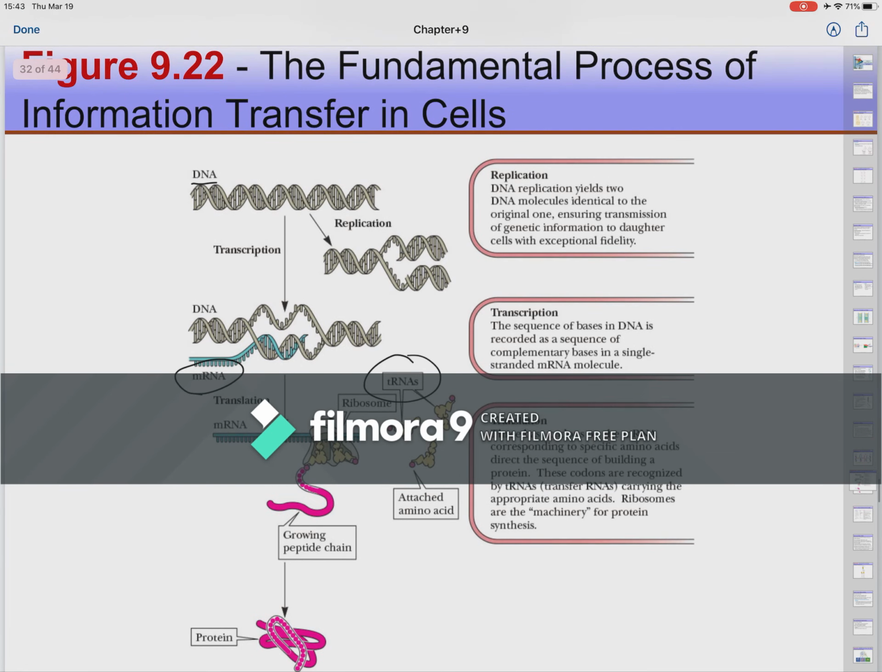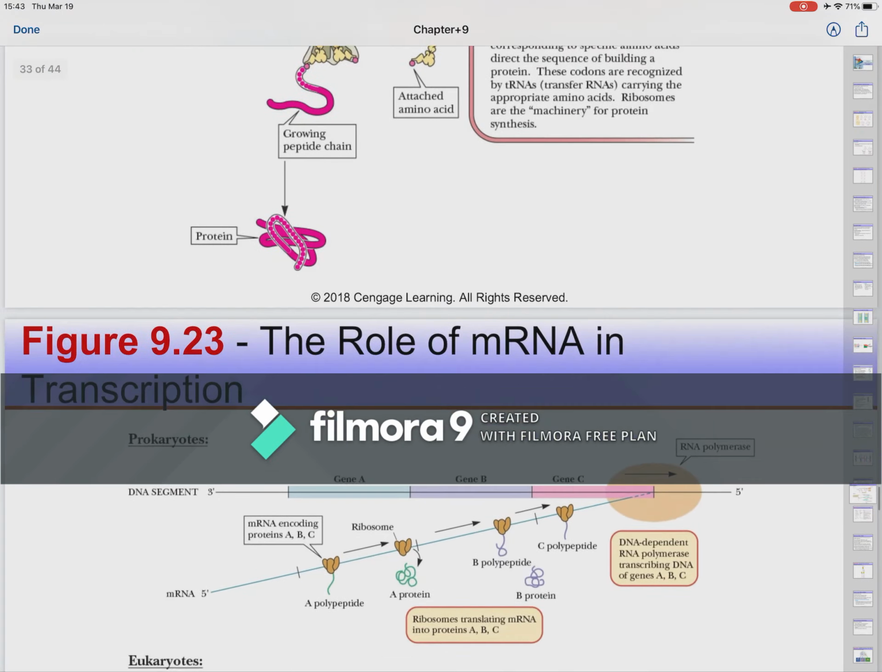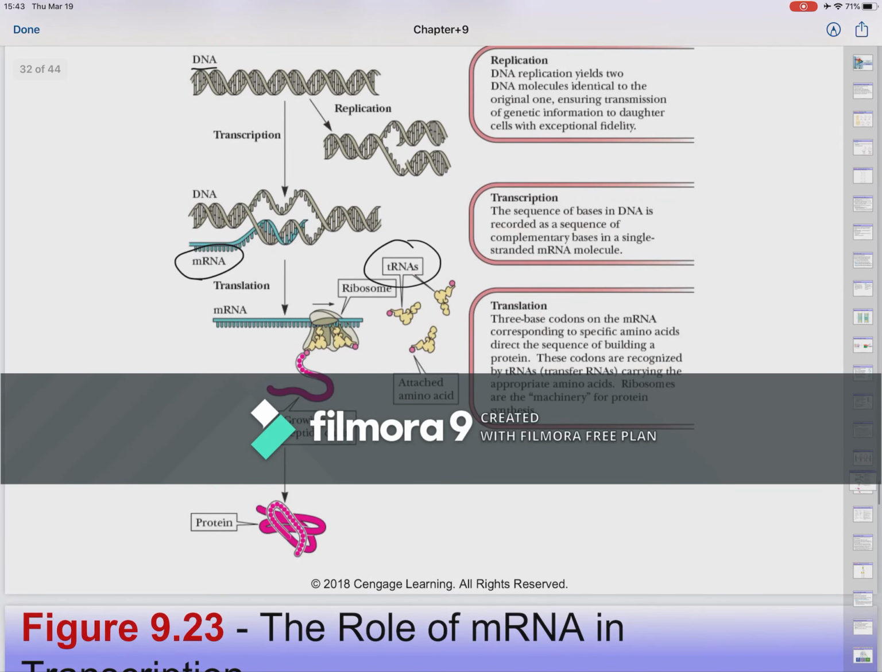So we're going to talk about the role that the mRNA and that the tRNA play, as well as some of the catalytic RNAs that are in the cell. And you see one of them actually right here, the ribosome.